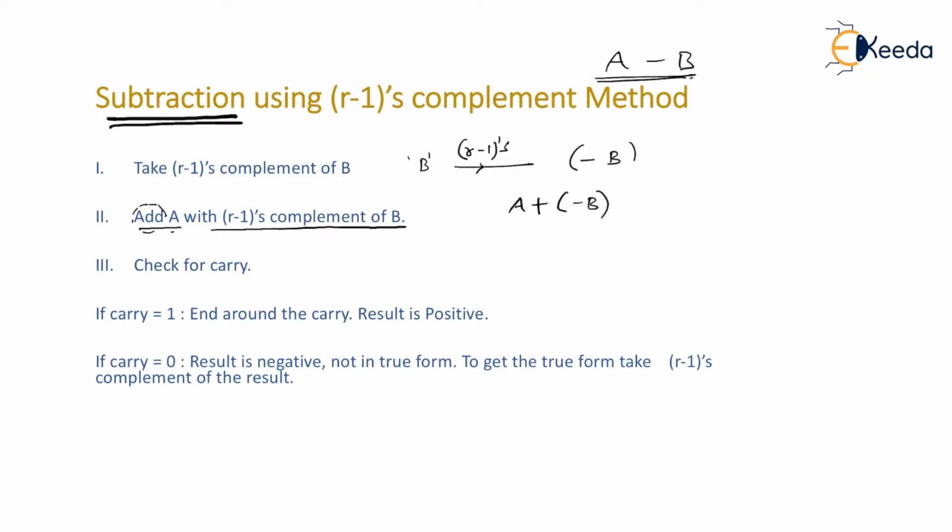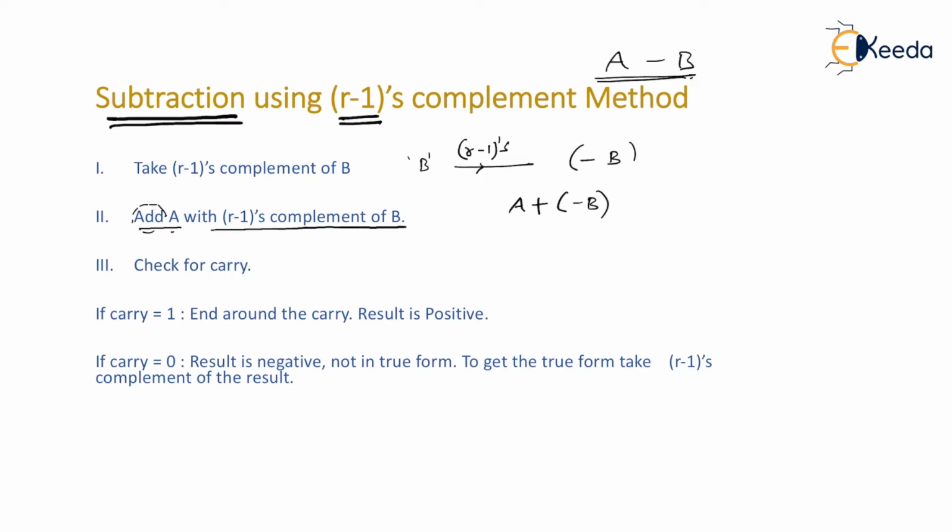Minus b is nothing but r minus 1's complement of b, and that's it. You are actually subtracting, but by using an addition, and that's the whole point. That's the whole point why I'm using some alternative method, to avoid increasing unnecessary hardware, or to save hardware, or to save the cost. I'm sure you understand that.